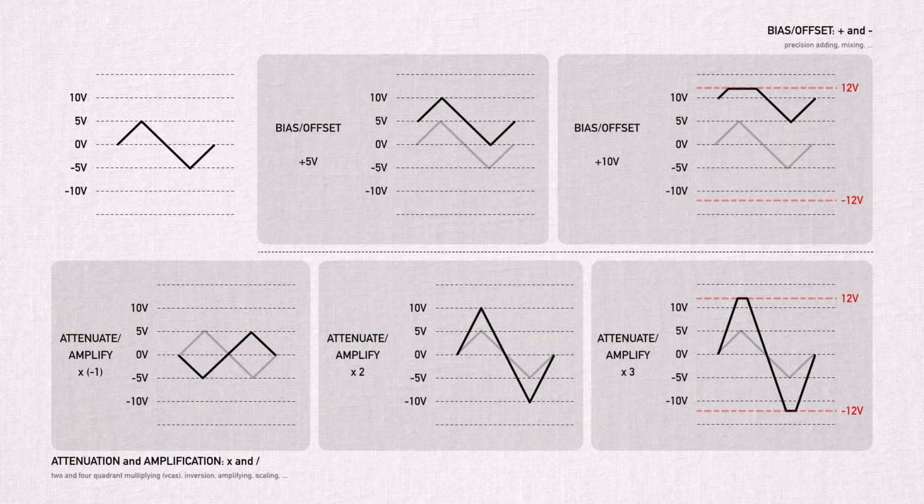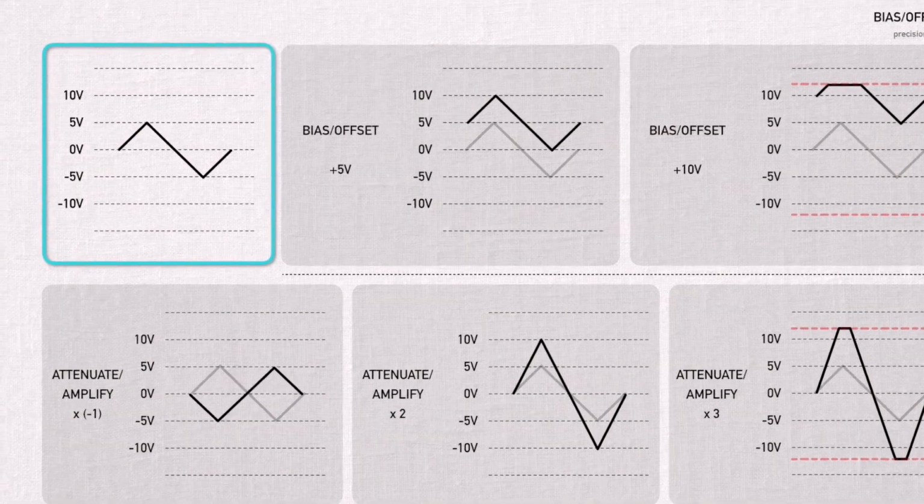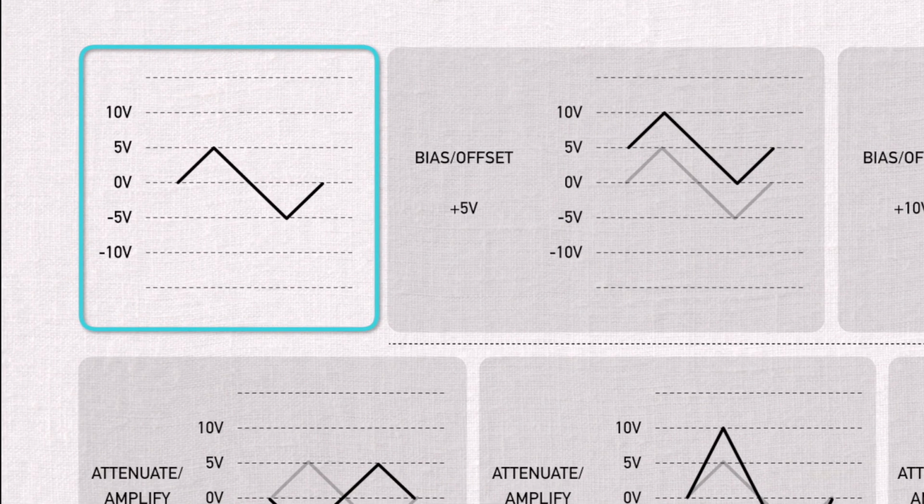Before I start dissecting what the controls on ARKAN do, I want to do a little presentation about the difference between bias offset and attenuation amplification, because I think it's really important to just understand the difference. Here on the left there's a triangle, well, can be a VCO or an LFO. The shape doesn't really matter. I just chose this one because it's easy to draw.